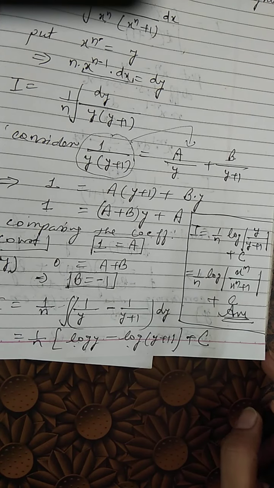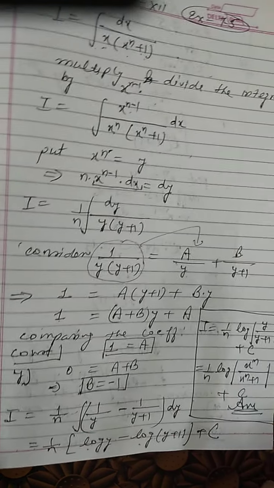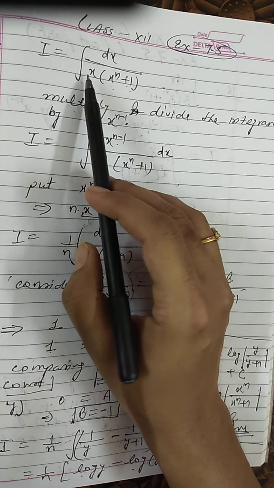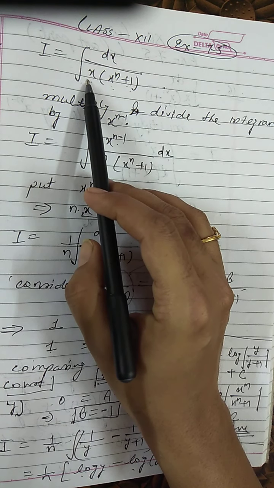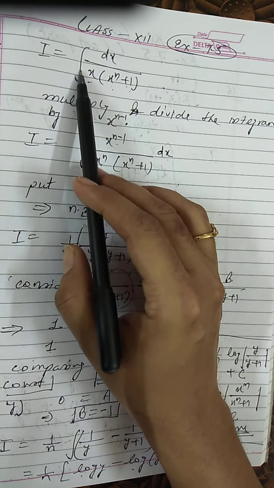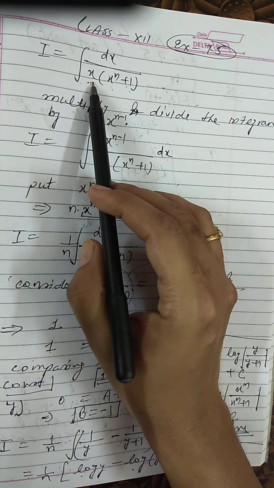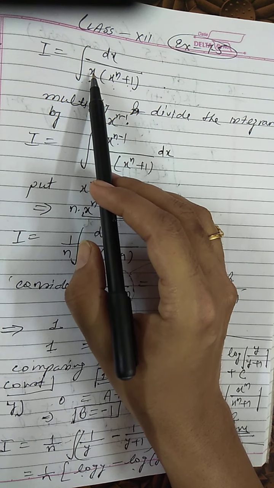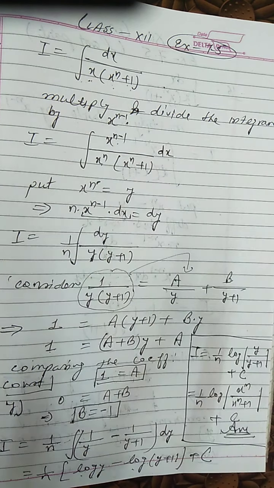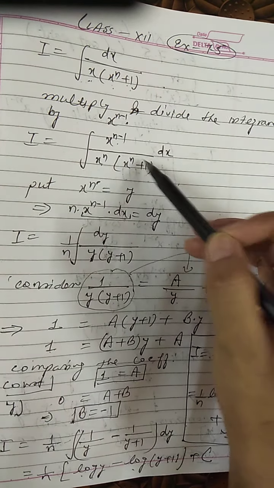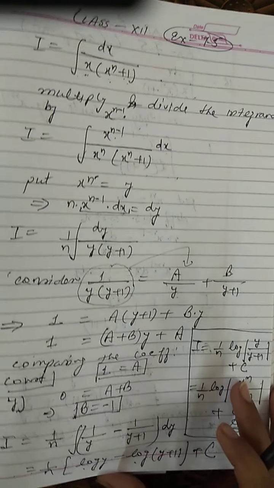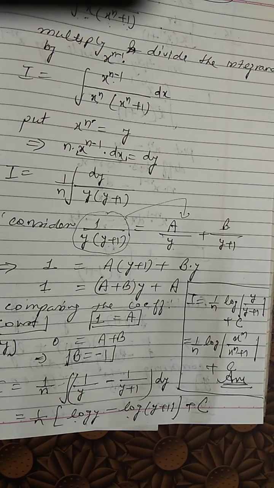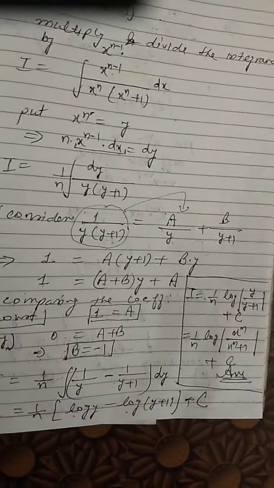So this is how we will do sum number 16. I'm repeating, we are having here the denominator x raised to power n and one term is x only, so this term x also we will make as x raised to power n. So we are multiplying and dividing by one power less term, that is x raised to power n minus 1, and then we are getting this same form. We are putting x raised to power n as y, then applying the concept of partial fractions. This is your sum number 16.